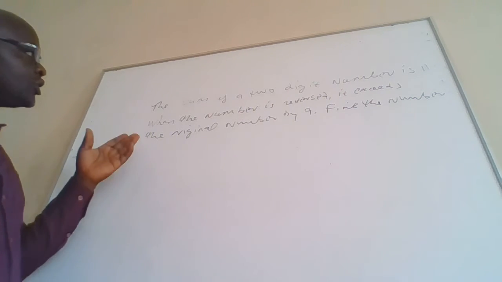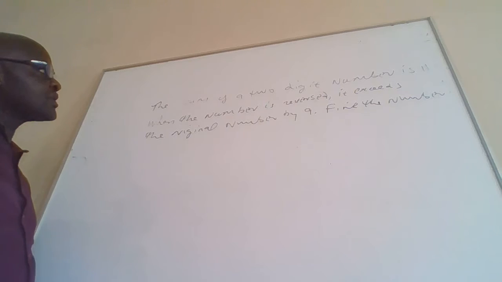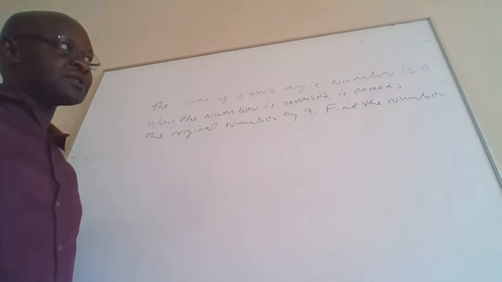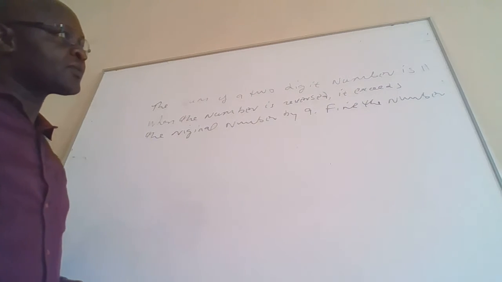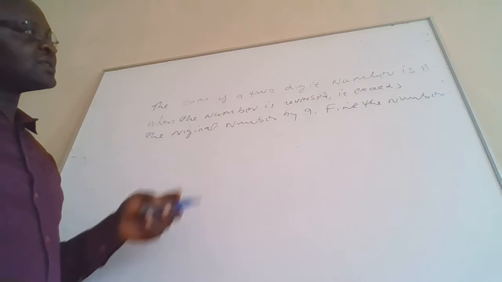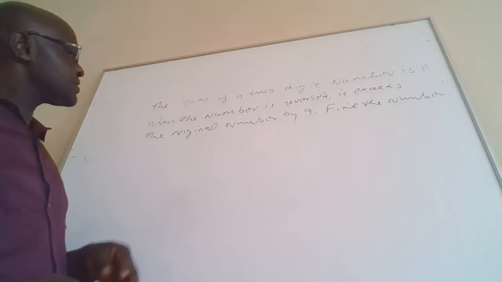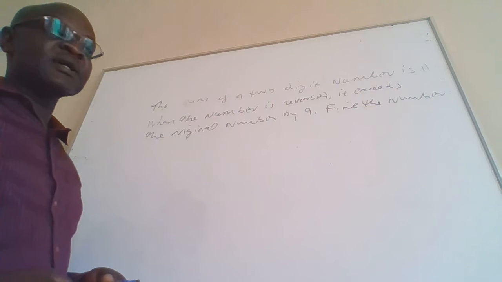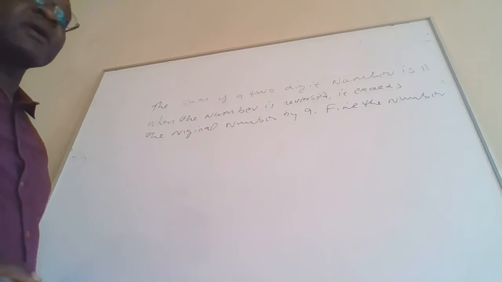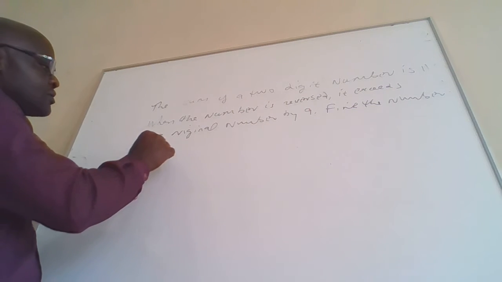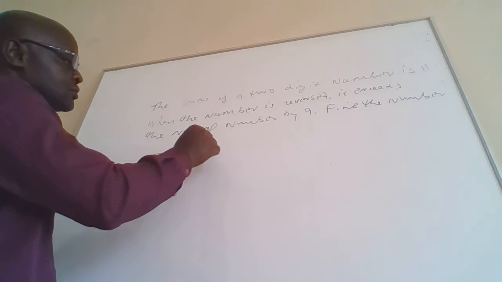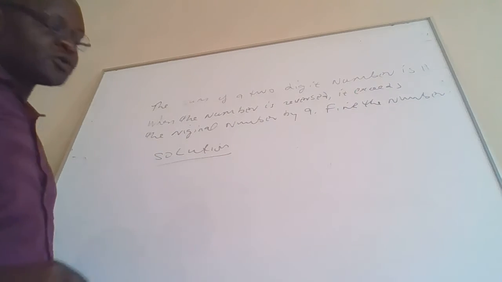So we have the equation here. The sum of the digits of a two-digit number is 11. When the number is reversed, it exceeds the original number by 9. Find the number. Solution.